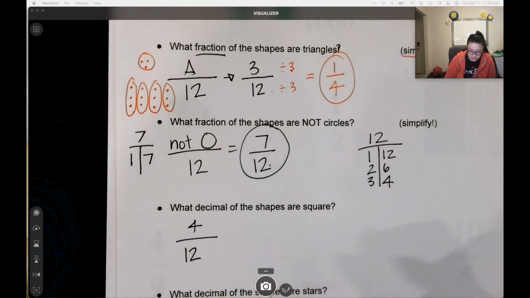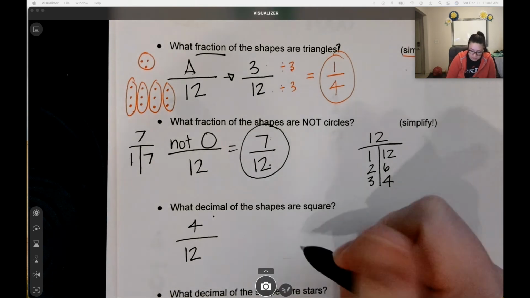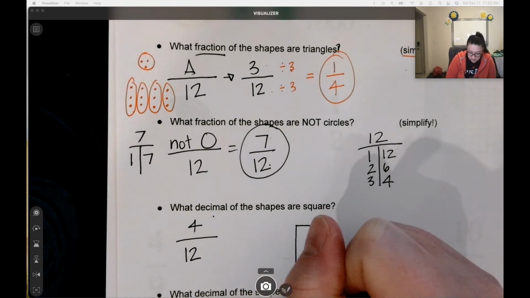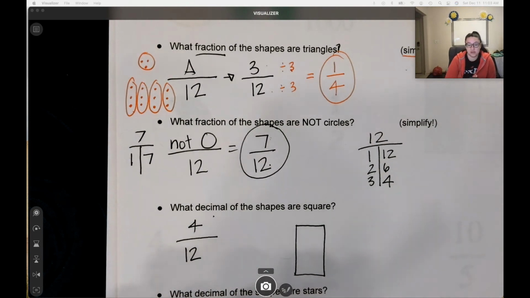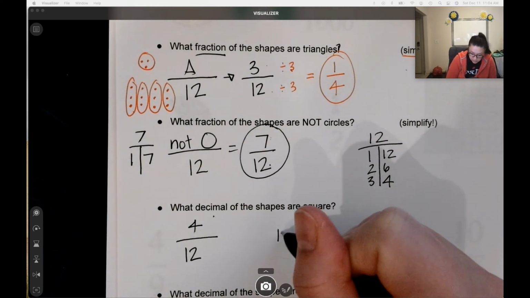Still 12. Now we need to take this fraction and turn it into a decimal. How do we do that? Divide, yes. We need to divide. So I'm going to divide using the box method because that's what most of my students prefer. Does the 4 go outside or inside my box? The 4 goes inside and the 12 goes outside.